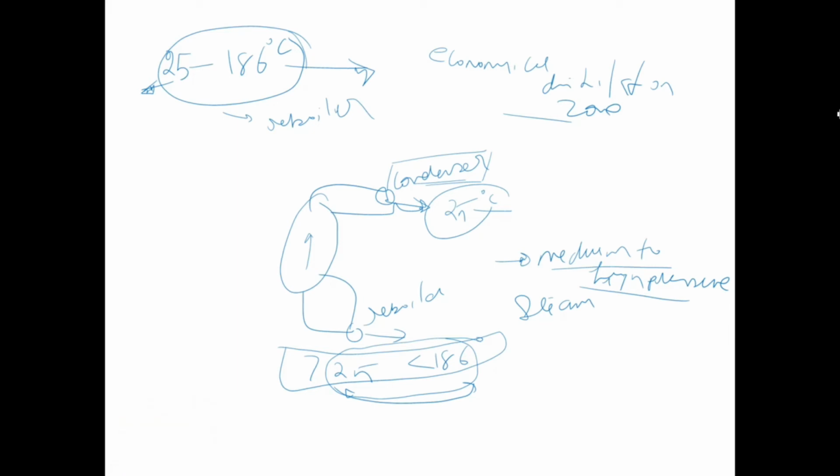So we can say we are in the economical distillation zone if our reboiler temperature is typically less than 186 degrees centigrade, or 25 to 186, and our condenser temperature is typically in the range of 25 to 49 degrees centigrade. So keep these things in mind.